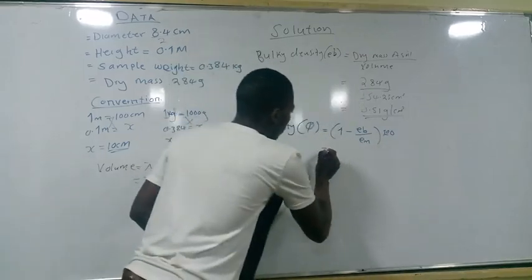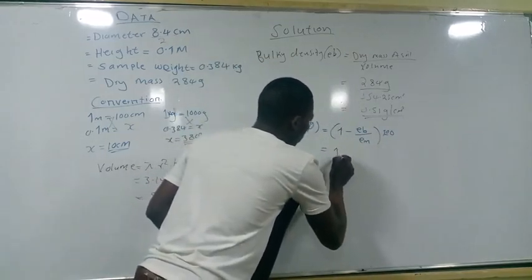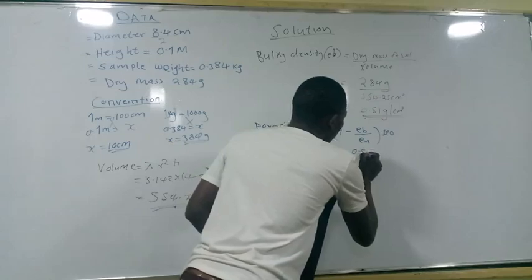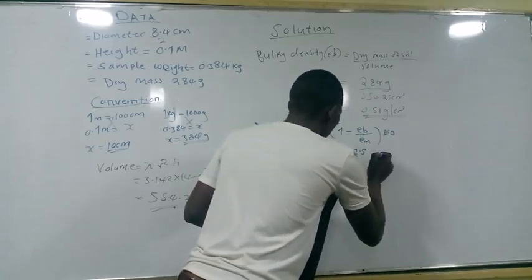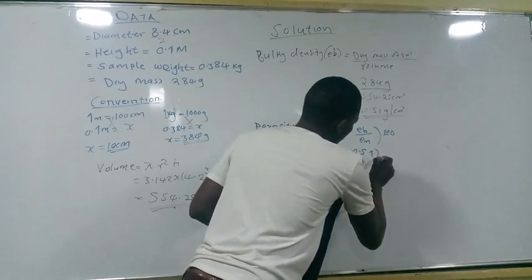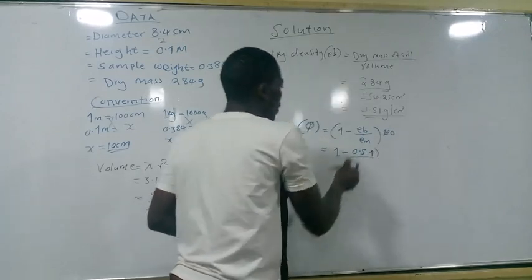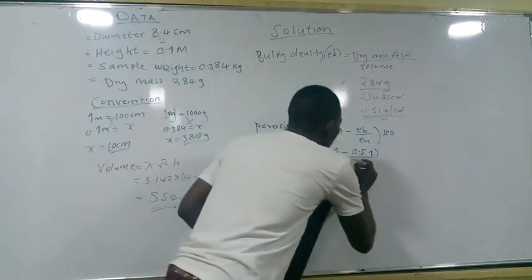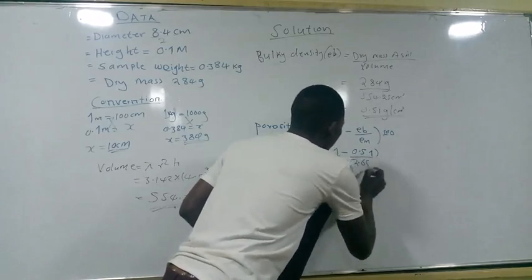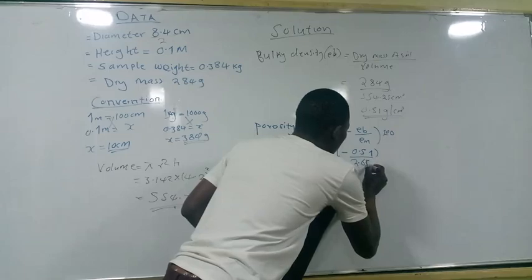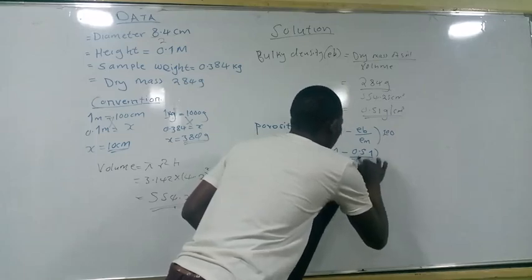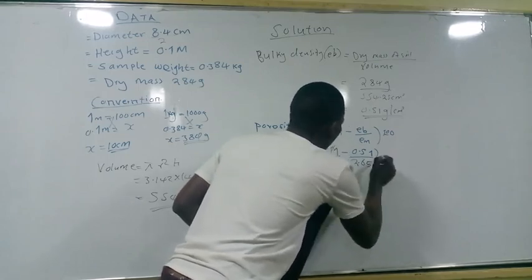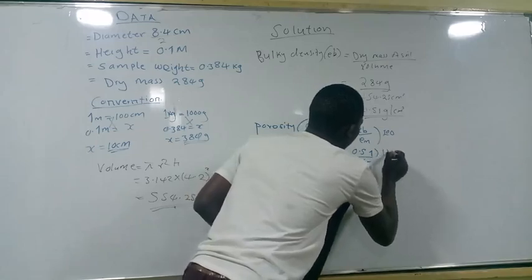Yes, now you say 1 minus, what's our bulk density? Our bulk density is 0.51 over, what is our particle density? Particle density is always constant, which is 2.65, multiplied by 100.